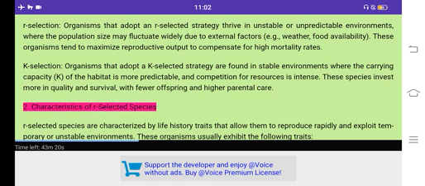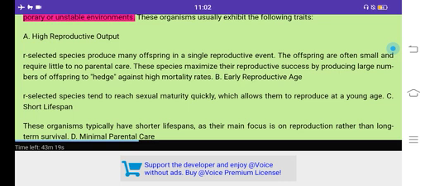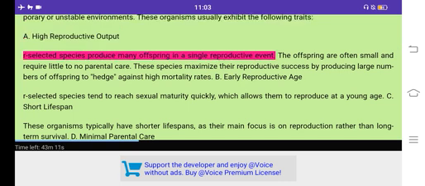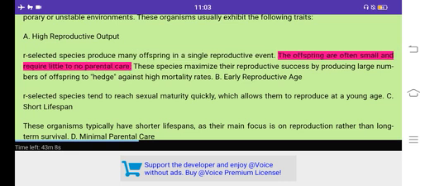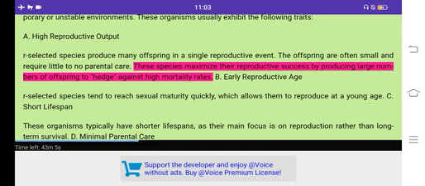2. Characteristics of R-selected species. R-selected species are characterized by life history traits that allow them to reproduce rapidly and exploit temporary or unstable environments. These organisms usually exhibit the following traits. A. High reproductive output. R-selected species produce many offspring in a single reproductive event. The offspring are often small and require little to no parental care. These species maximize their reproductive success by producing large numbers of offspring to hedge against high mortality rates.